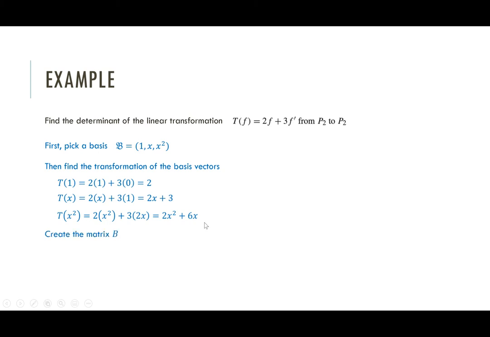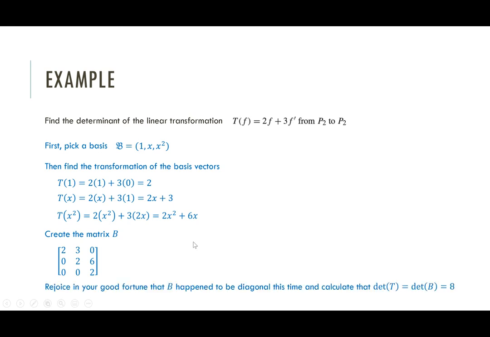And now we use this to create the matrix B. So our first column is going to be, well, this is 2 times the first basis vector plus 0 times the second and 0 times the third. So our first column is 2, 0, 0. This is going to be 3 times the first basis vector, 2 times the second, 0 times the third. So we get 3, 2, 0. And then finally, we have no constant term, 6 times the second basis vector, 2 times the third. So this is our matrix.